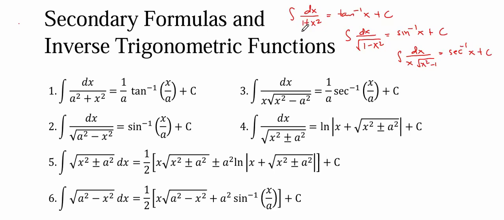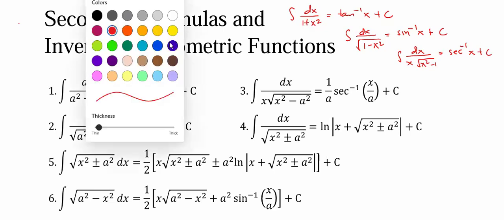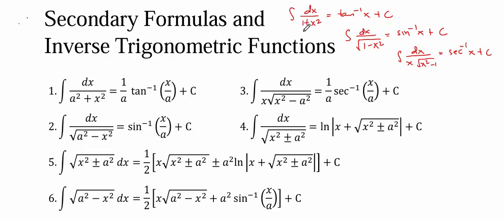So what if this is a square? This is a square, and this one is a square. So here, we treat a as a positive constant. Let a be a positive constant.